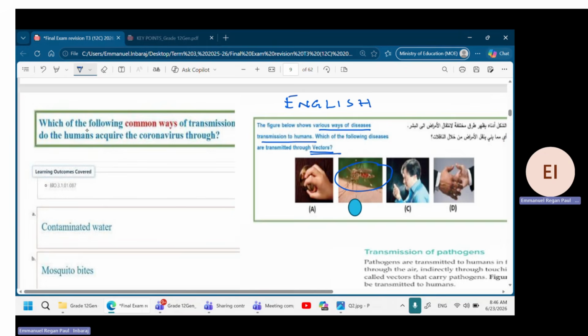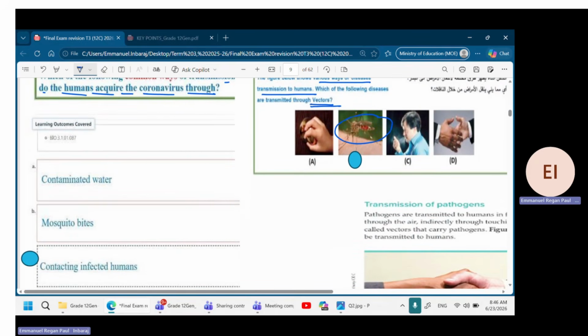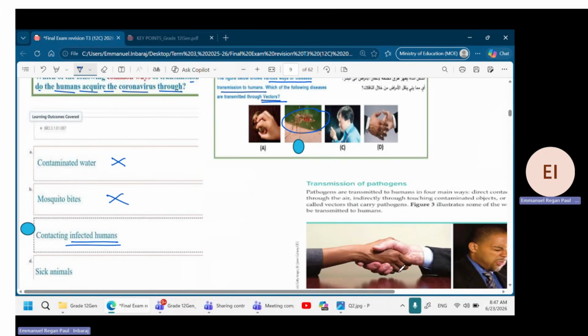See here, which of the common ways of transmission do humans acquire the coronavirus through? Coronavirus, you know. Is it from water? No. Mosquitoes? No. But it is by another human. When you touch another person, then you get the coronavirus. So it is that. Okay, let's go to the next question.